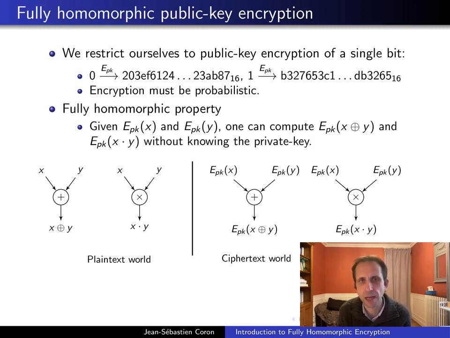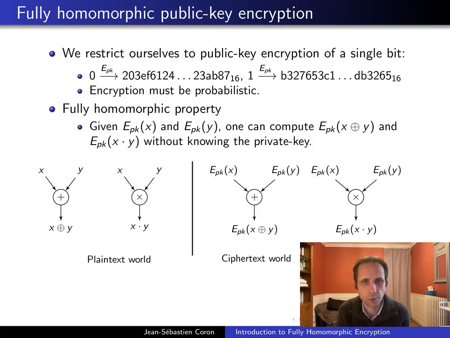So what does the fully homomorphic property mean? It means that if we have an encryption of a bit x and an encryption of y, then we can compute the sum or the XOR of x and y, and we can also obtain an encryption of the product, the AND of the two bits x and y, and we should be able to do this, of course, without knowing the private key, using only public operations. On the left, we have the plaintext world where we are working with bits. Given the two bits x and y, we can compute the XOR of x and y, and the AND, the product of x and y.